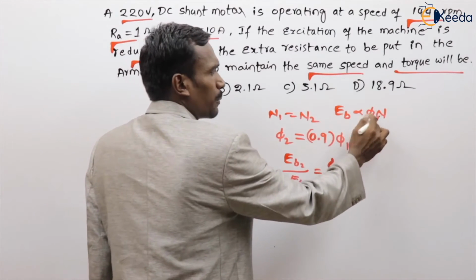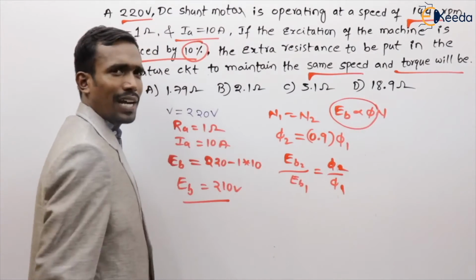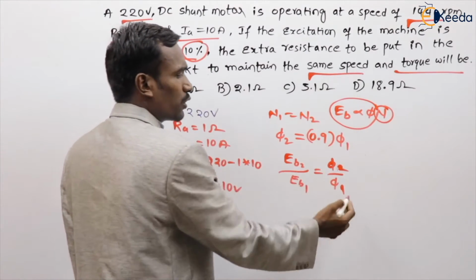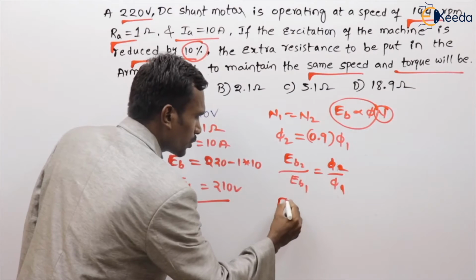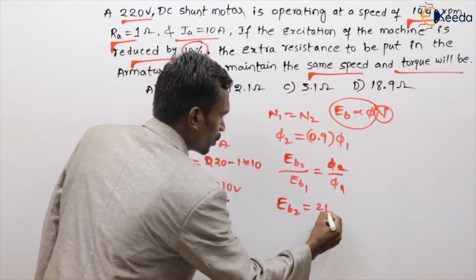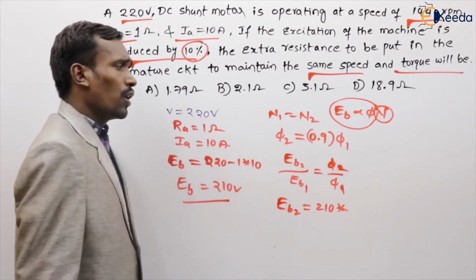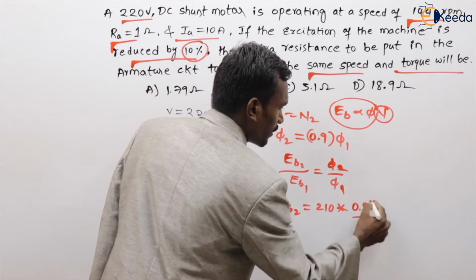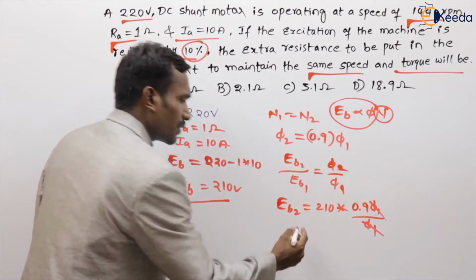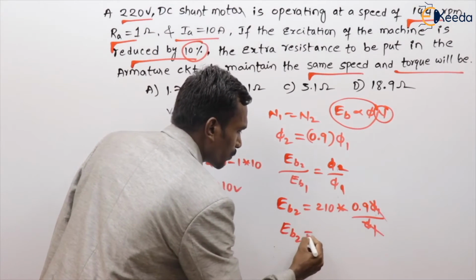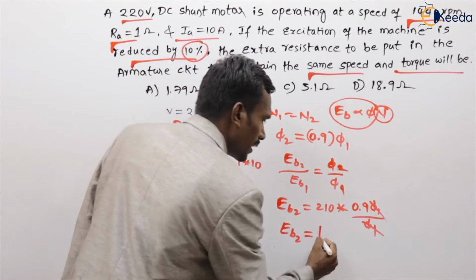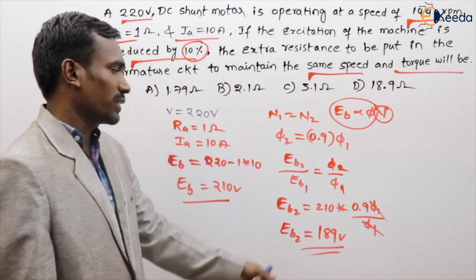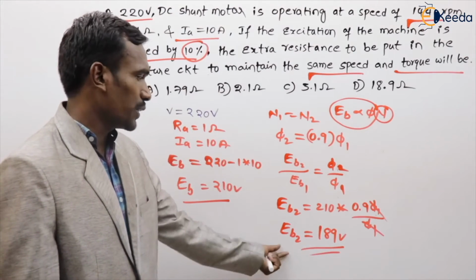So EB is directly proportional to flux, because the speed is constant. So EB2 by EB1 is equal to phi2 by phi1. Then EB2 is equal to 210 into 0.9 phi1 by phi1. Phi1 cancels out. Then EB2 is 21 into 9, nothing but 189 volts. I got my EB2.